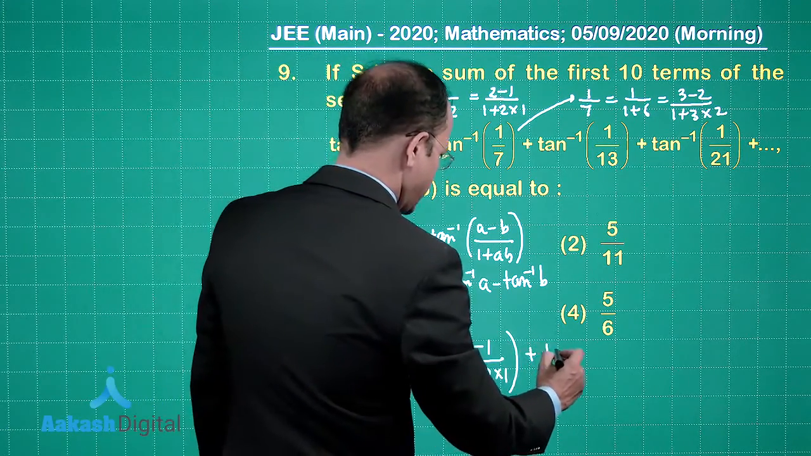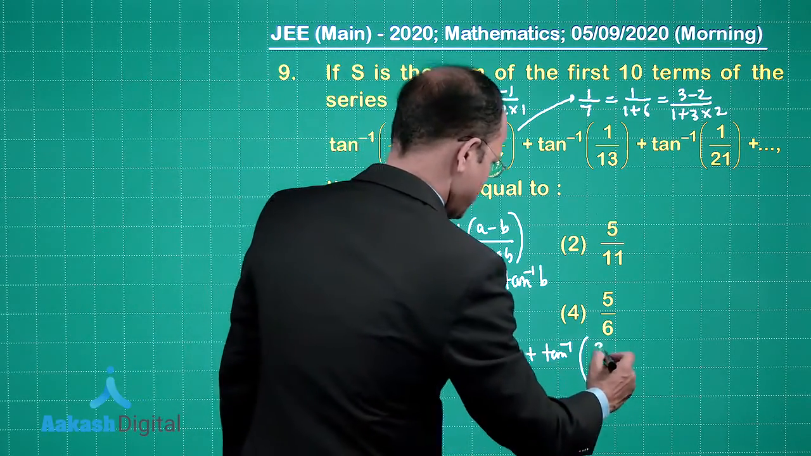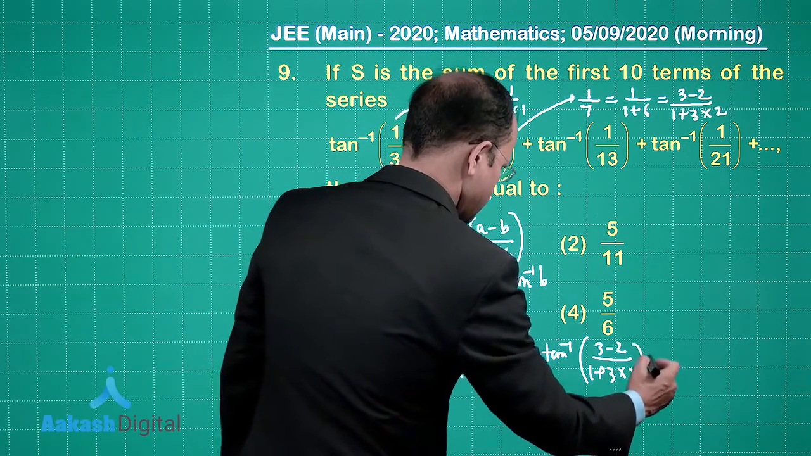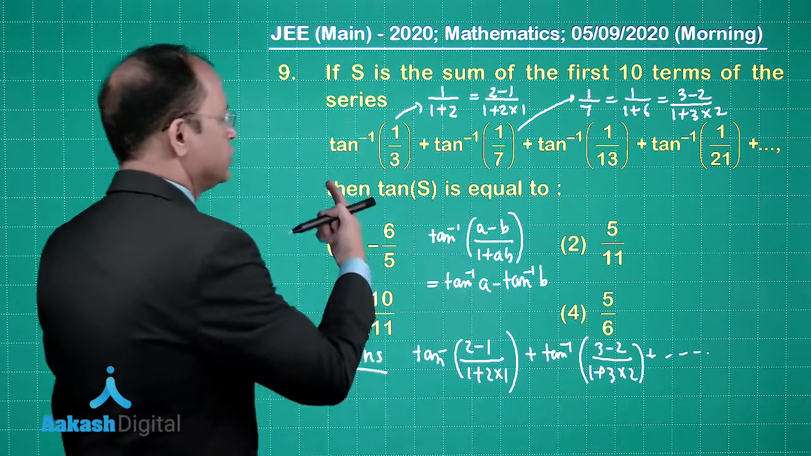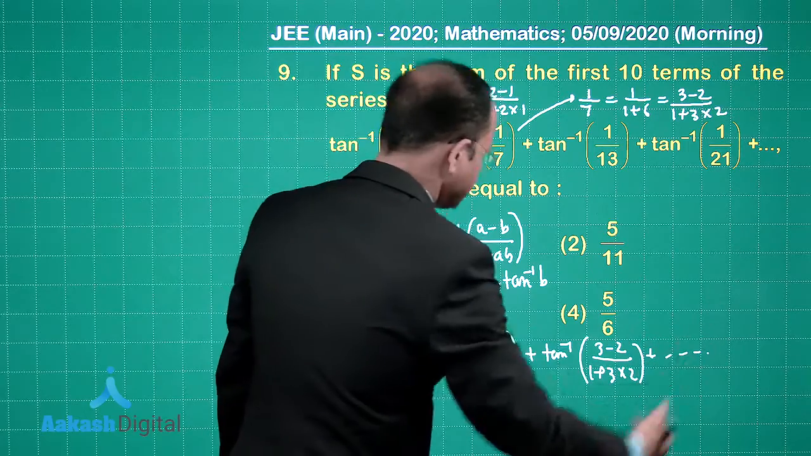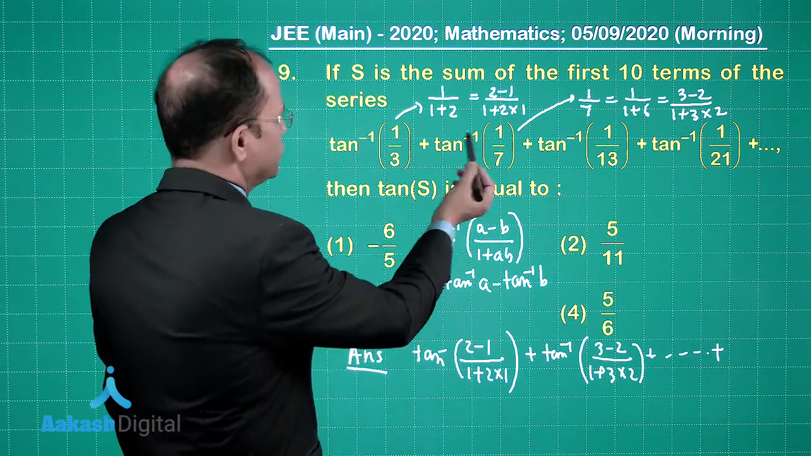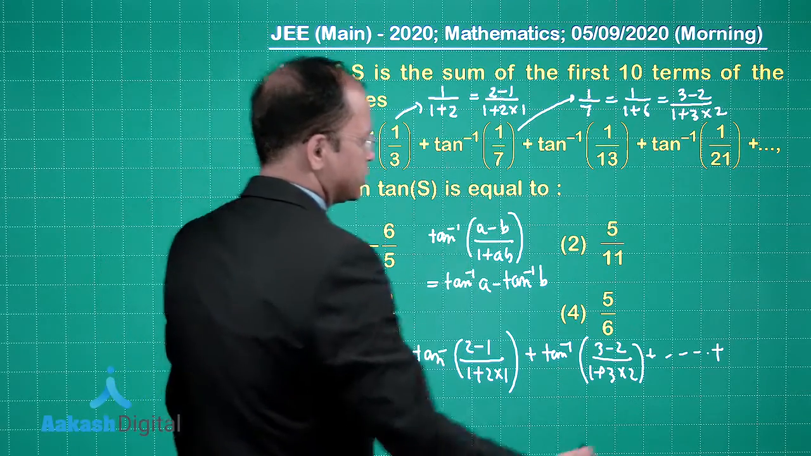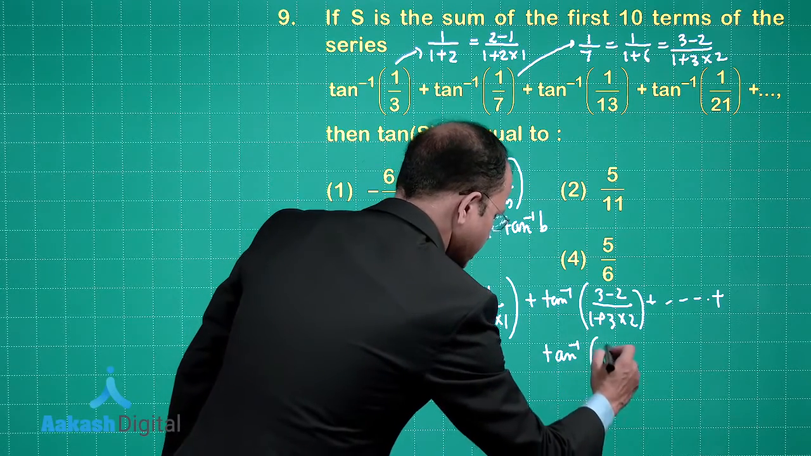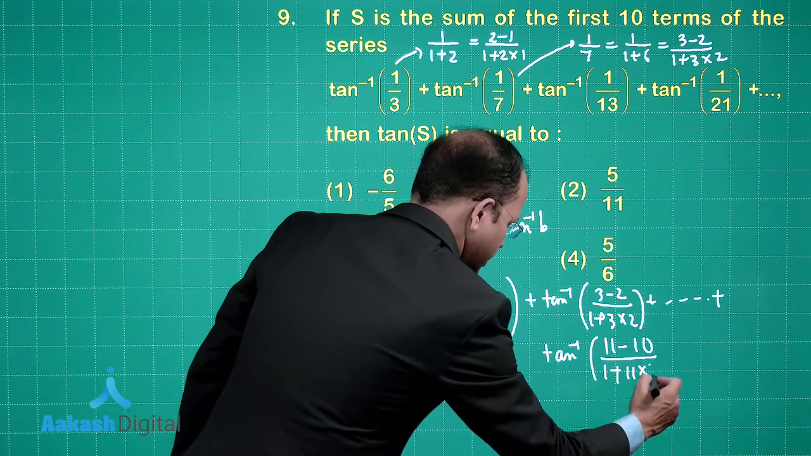Plus, we have tan inverse, this is coming out to be how much? We have 3 minus 2 upon 1 plus 3 times 2 we have, and so on. So up to what term we have? We have up to 10 terms. So it goes like this. So that means if I talk about the 10th term rather, we can write this as tan inverse of 11 minus 10 upon 1 plus 11 into 10.